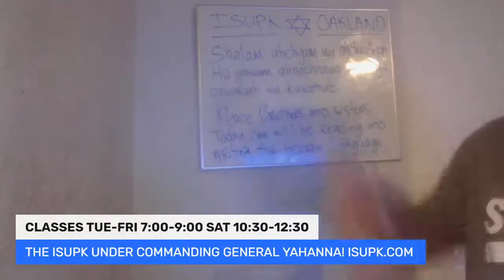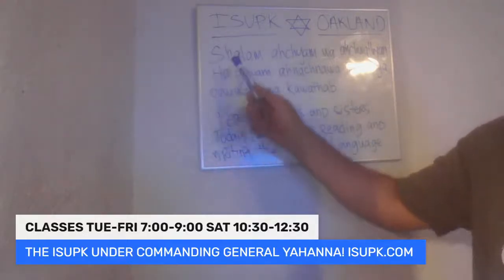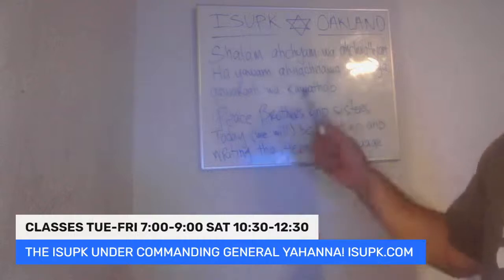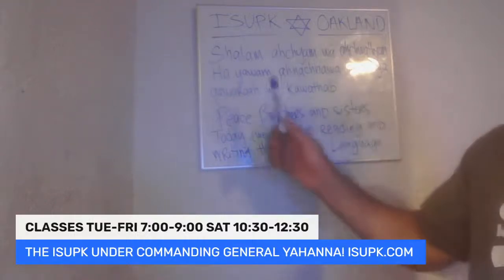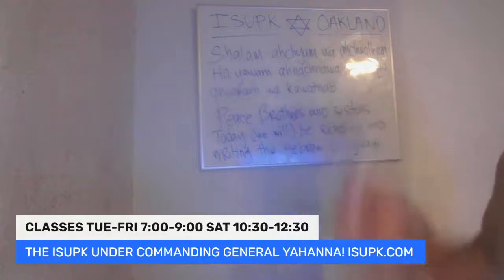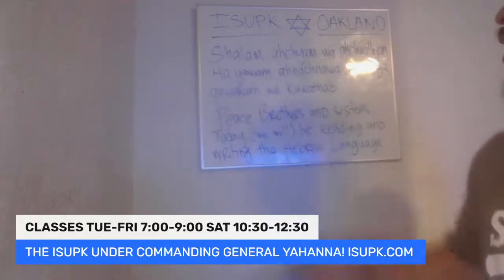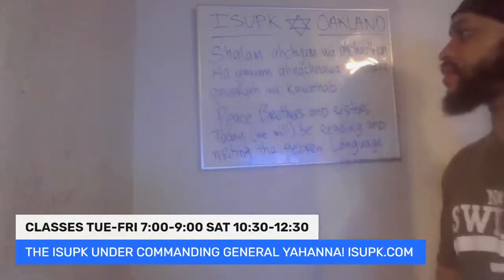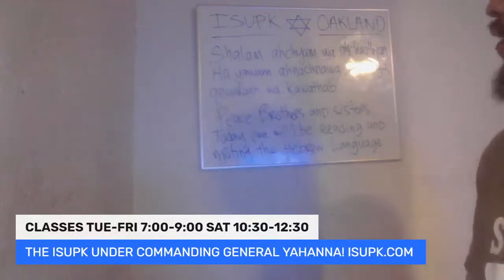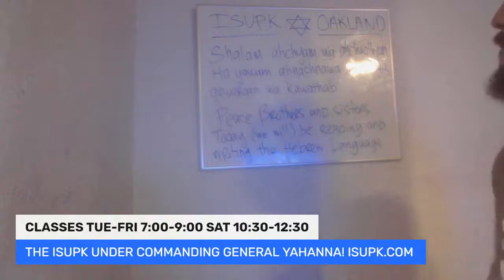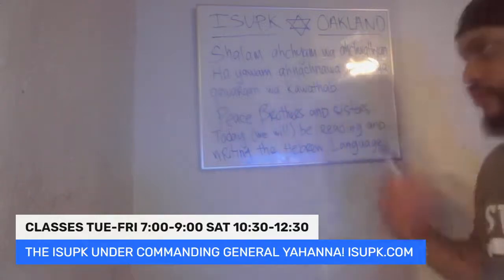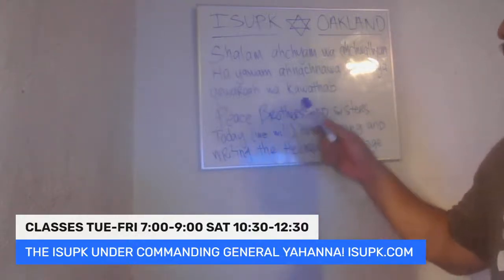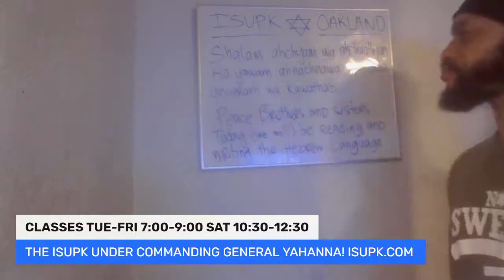In Hebrew, what that would look like is: Shalom, Akim, Wa Agwathin, Ha Yawam, Anaknawa, Ha Ibaria, Quawara'a, Wa Kawatab. Shalom is peace. Akim is brothers. Wa is and. Agwathin is sisters. Ha Yawam is today. Anaknawa is we. Ha Ibaria is the Hebrew language. Quawara'a is reading. Wa is and again. And Kawatab is writing.